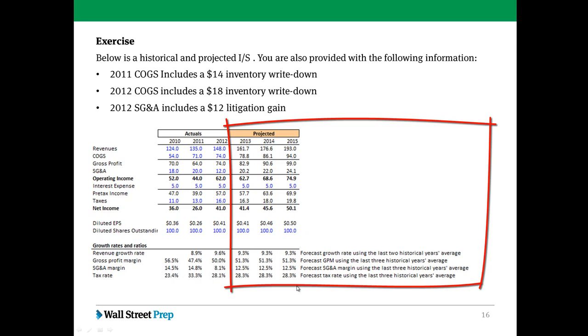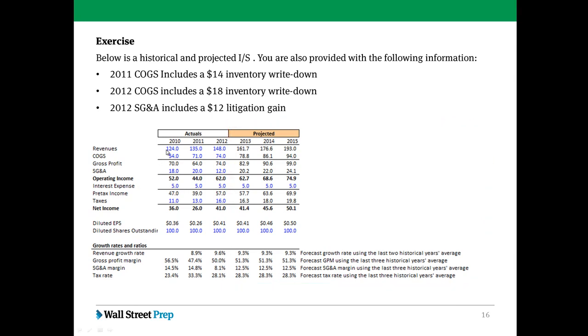Now, we're covering this to walk you through what you'll see in a moment when we complete the exercise. And that is that if you just assume that these are the right historical numbers and you use historical results to frame your forecast, which many analysts do, you are going to now have an income statement that looks like this. You have EPS of 41 cents, 46 cents, and 50 cents.